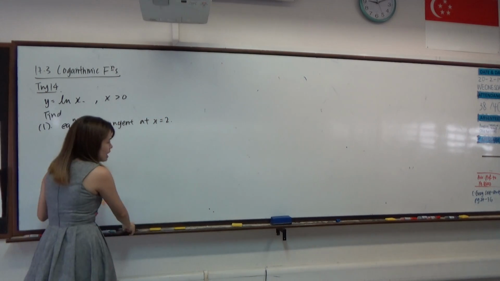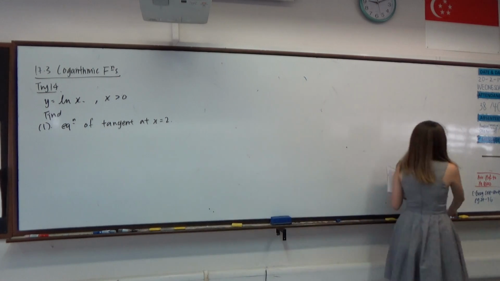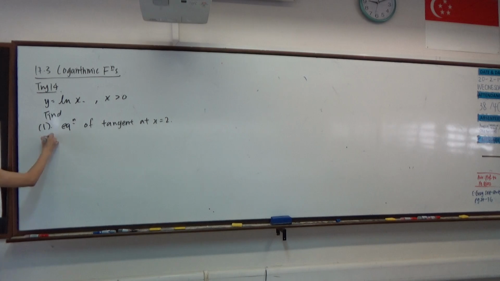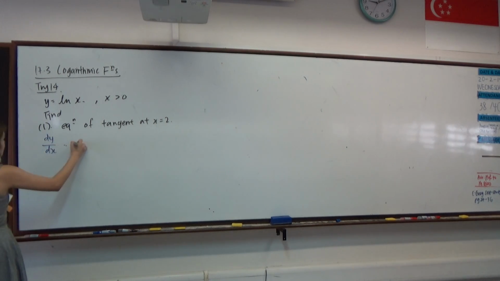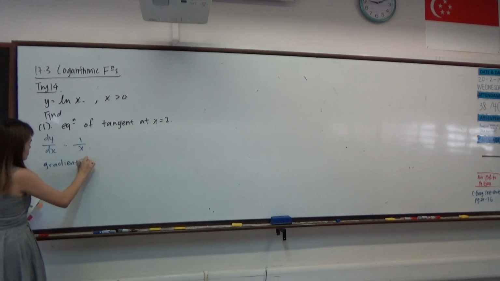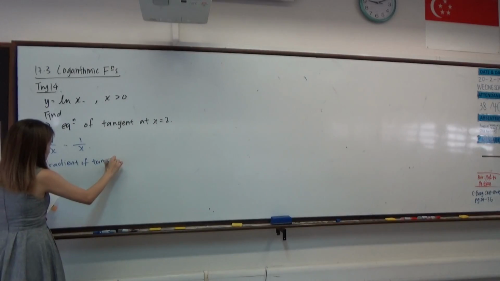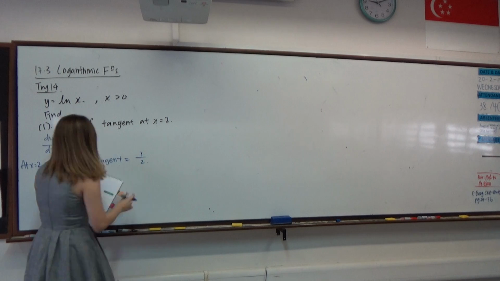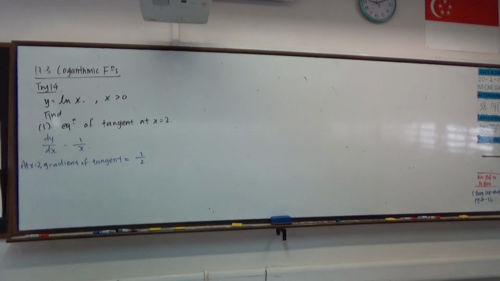We find the derivative. The derivative will give us the gradient for the tangent, right? So the derivative in this case is 1 over x, and then the gradient of the tangent at x equals 2 would be 1 over 2. Right? Then what next?